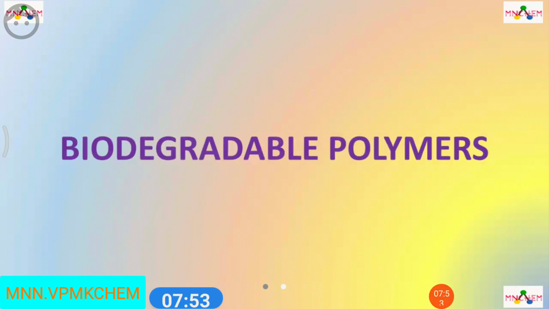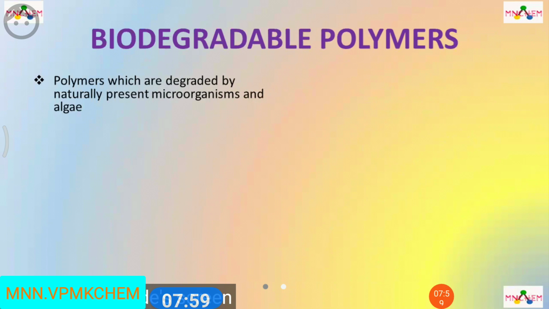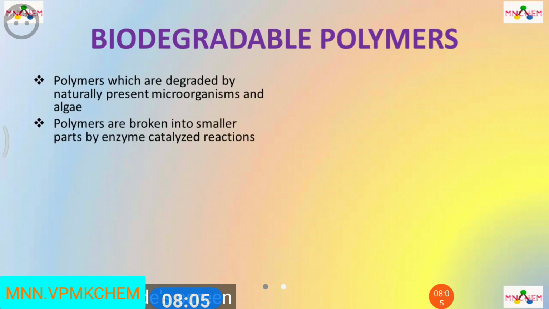Biodegradable polymers. What are biodegradable polymers? The polymers which are degraded by naturally present microorganisms or algae. These microorganisms or algae break these polymers into smaller parts by enzyme catalyzed reactions.